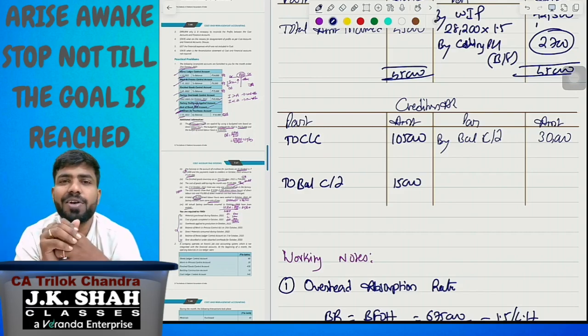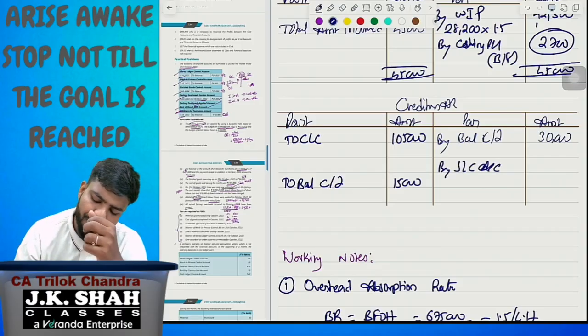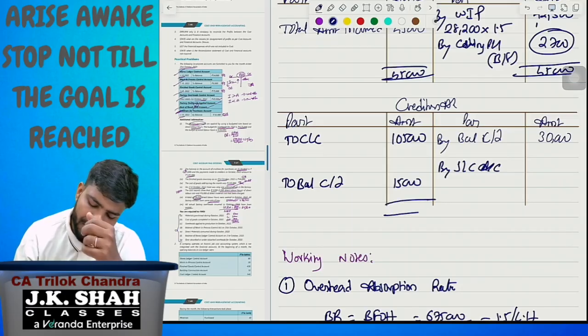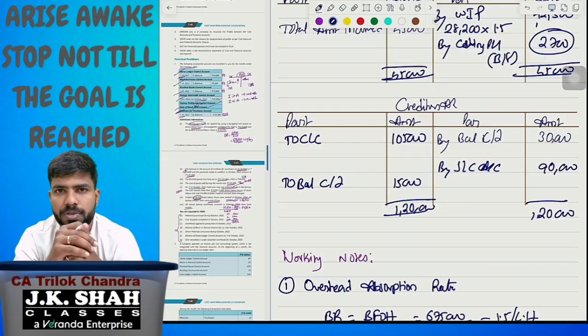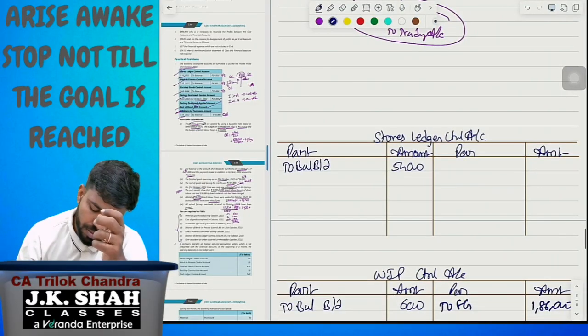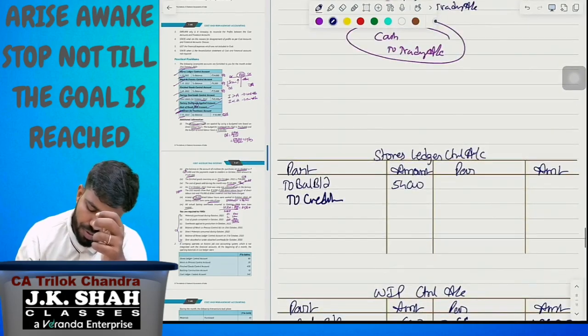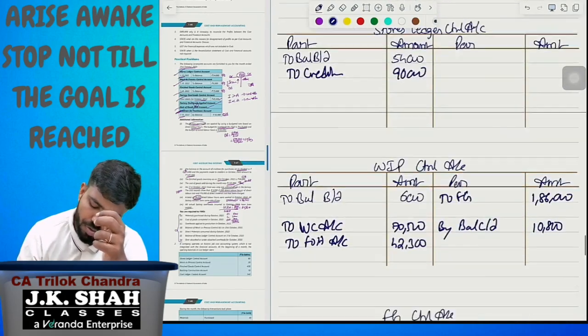What is the entry? SLC account debit to creditors. So we'll write by SLC account. How much does it come to? 1,20,000. So here it comes to 90,000. So in SLC we'll write to creditors, 90,000.